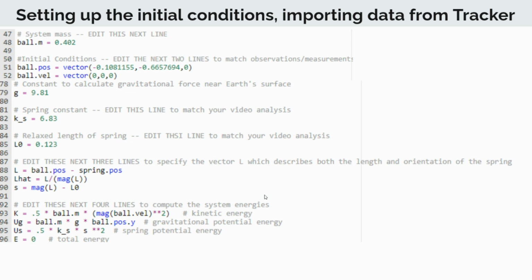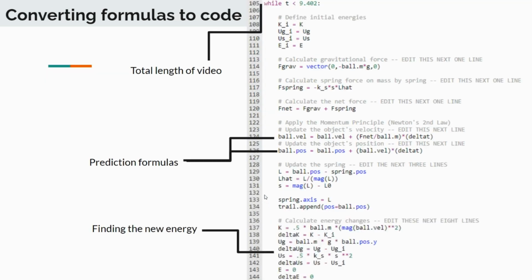Now we just find everything else, and then finally we have our kinetic energy, our potential gravitational energy, and our potential spring energy, and then using the formulas that were in the introduction, we're able to calculate this in our code. Here we're going to be converting formulas into code. Here, our total length of the video was 9.402 seconds, so that was the duration of our loop. For our prediction formulas, we use the prediction formula for velocity update and position update. And then to find the new energy, we used the energy from the original prediction that we did and then the new prediction.